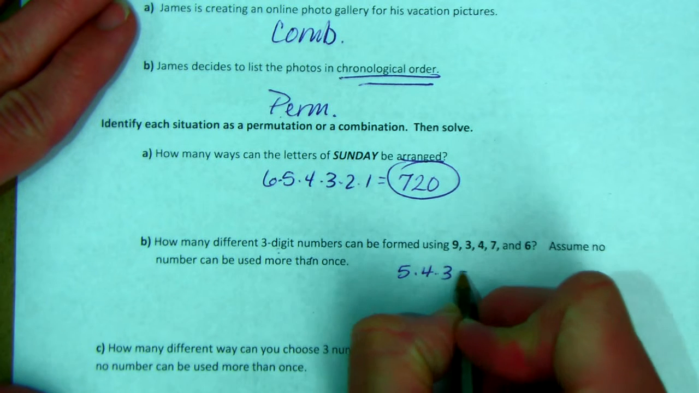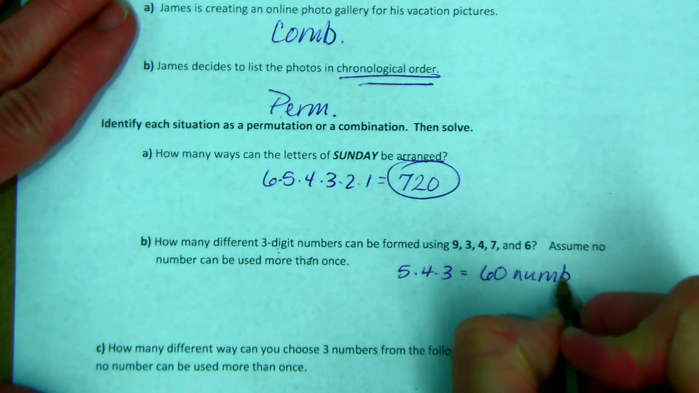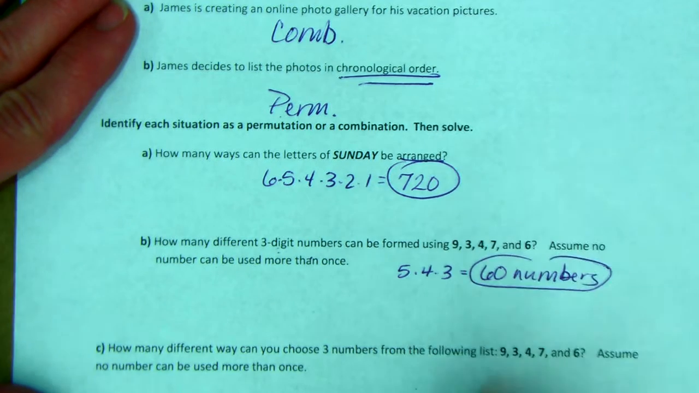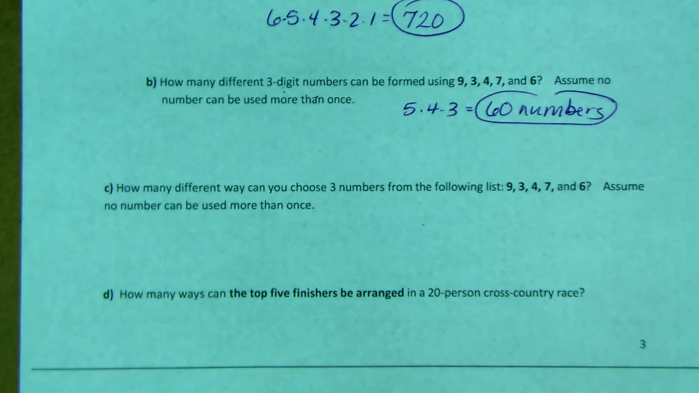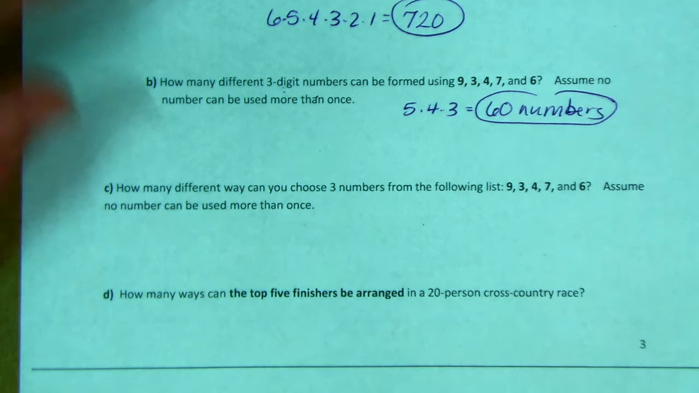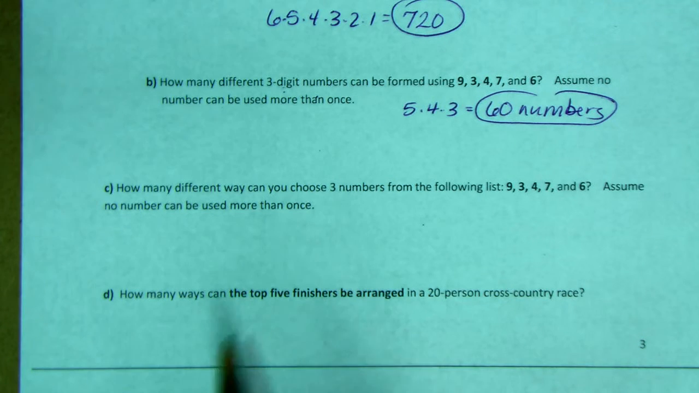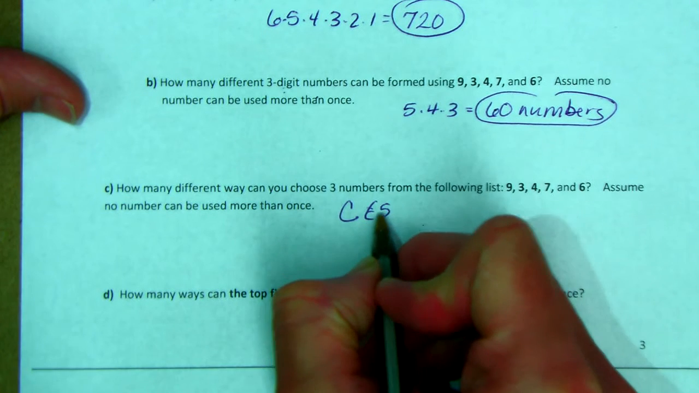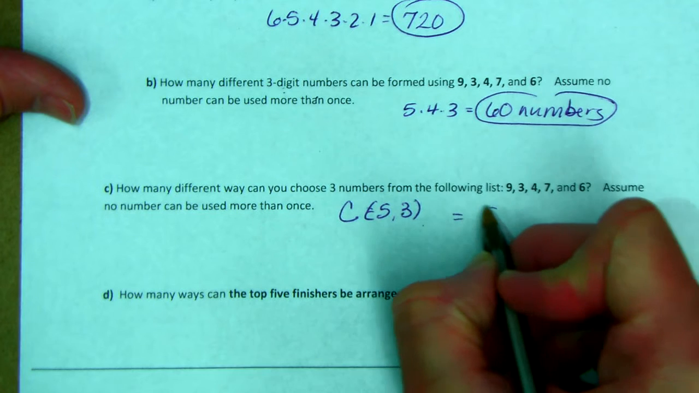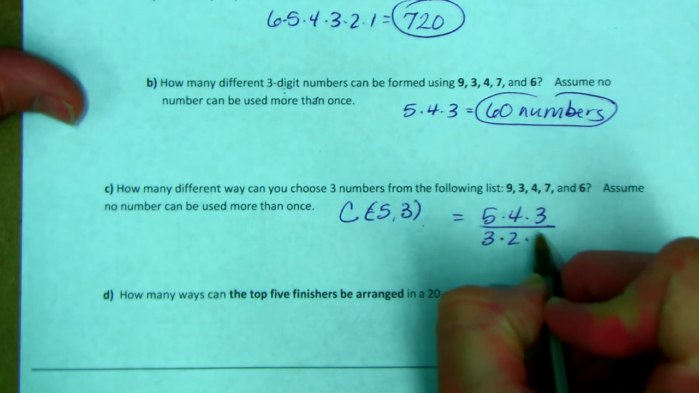Keep going. Letter C. How many different ways can you choose 3 numbers from the following list? Assume that no number can be used more than once. Now, how many different ways can you choose 3 numbers? They're not talking about creating a 3-digit number. This right here is a combination. It's a combination of 5 numbers taking 3 at a time. So 5, 4, 3 divided by 3, 2, 1. 3's cancel. 4 divided by 2, and it is 10 combinations.